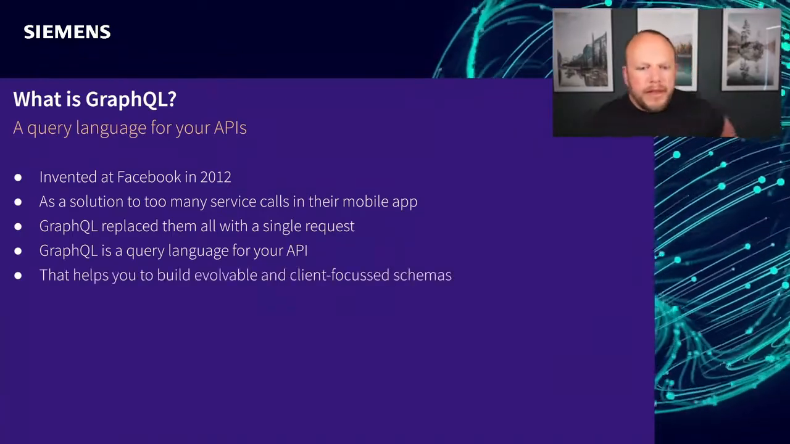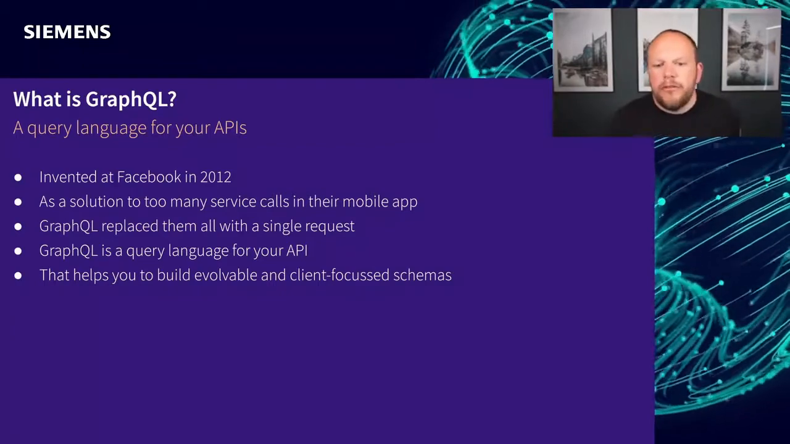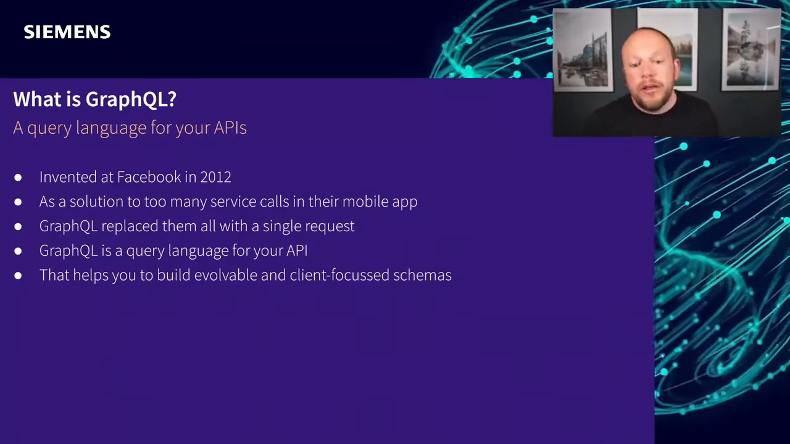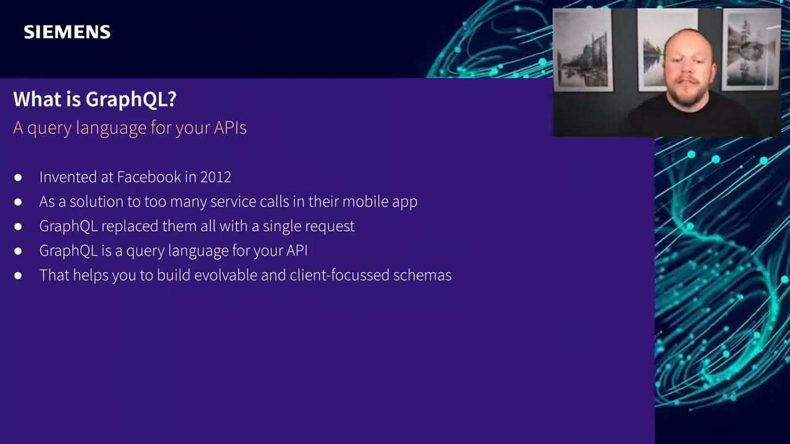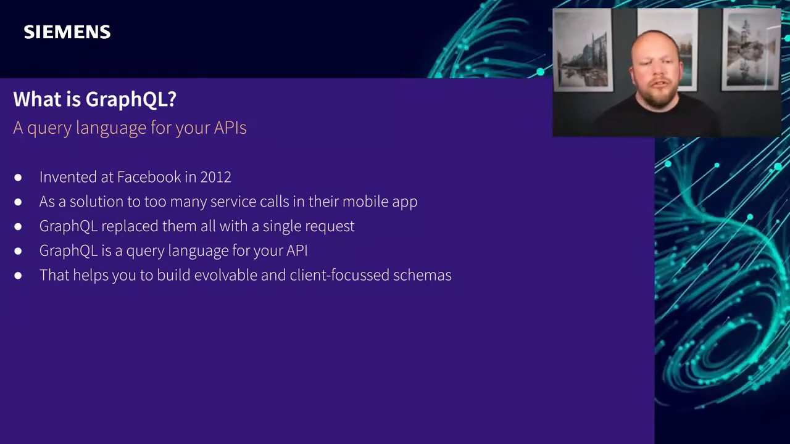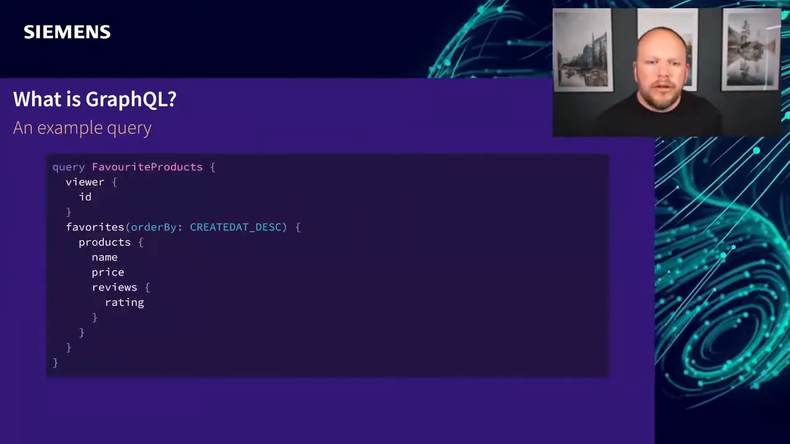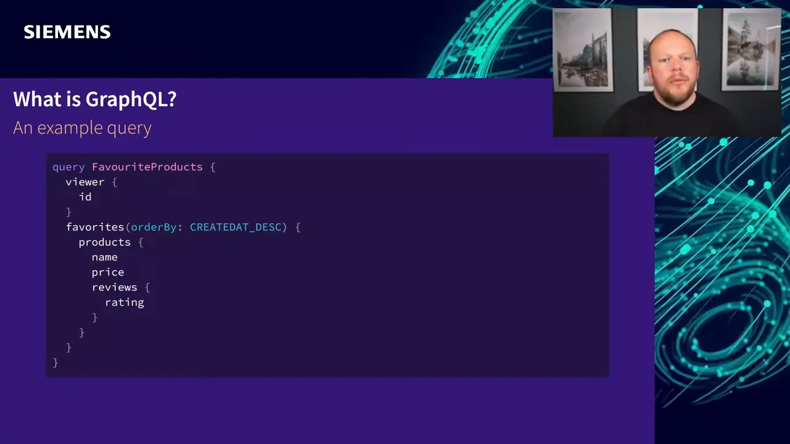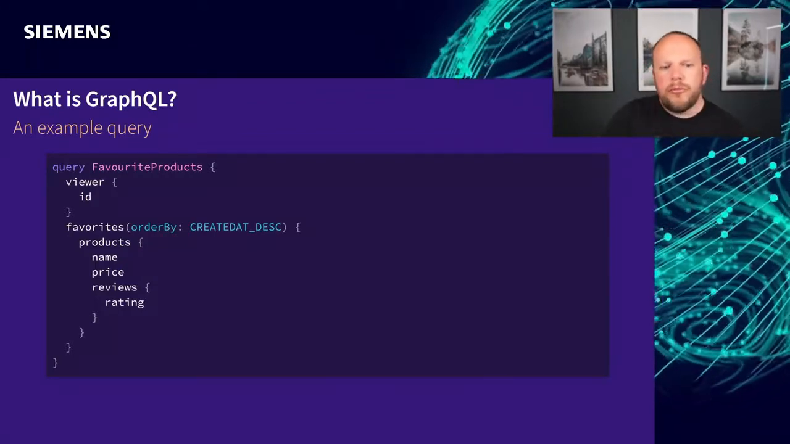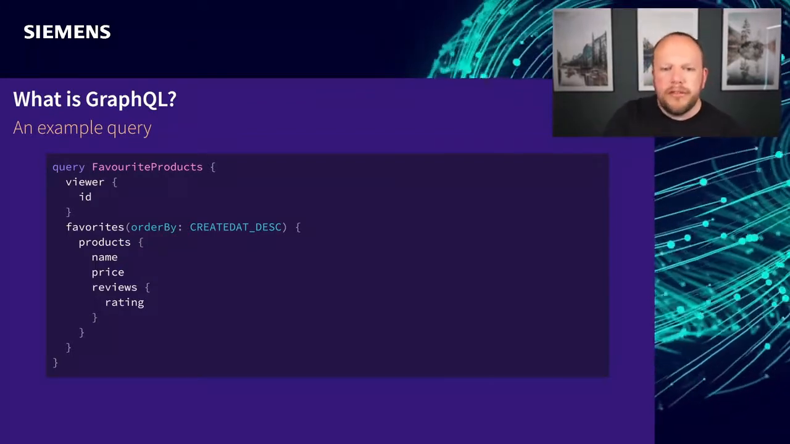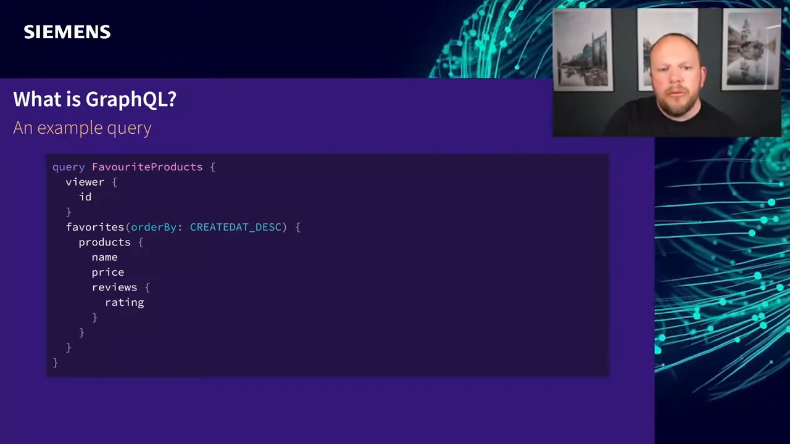I'm hoping by the end of this talk you'll be as excited about GraphQL as I am, as it offers us a way to build truly client-focused APIs that have an elegant story with regards to API evolution. So let's have a quick look at a GraphQL query. Here we have a simple query requesting a user's favorite products. Hopefully the query is pretty self-explanatory and it's fairly easy to figure out what is being requested.